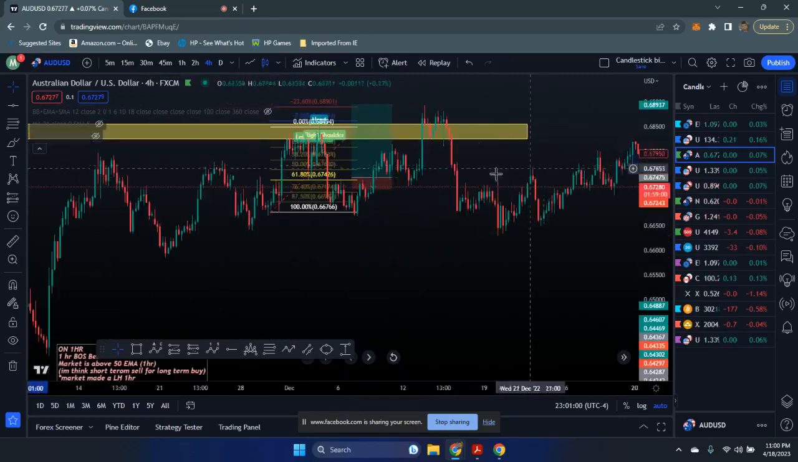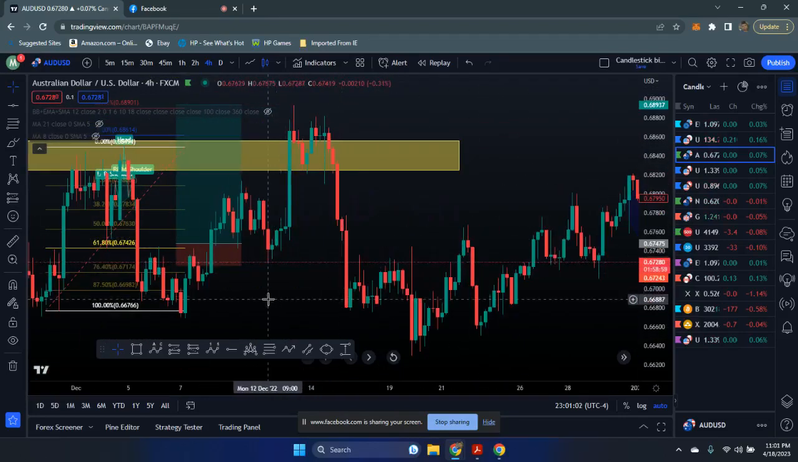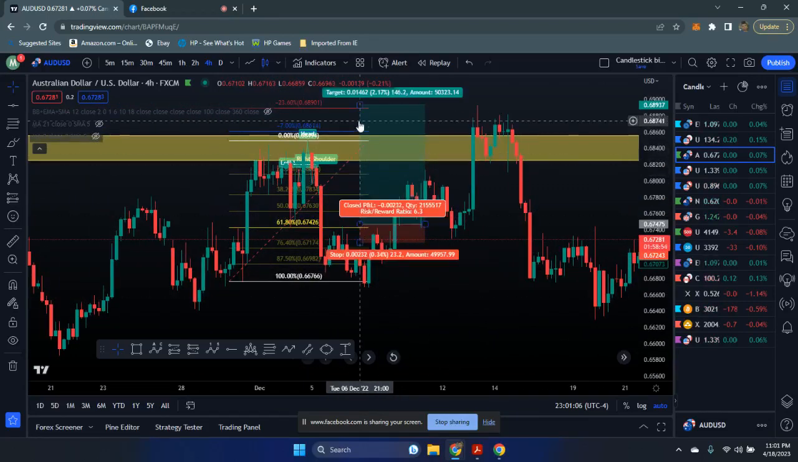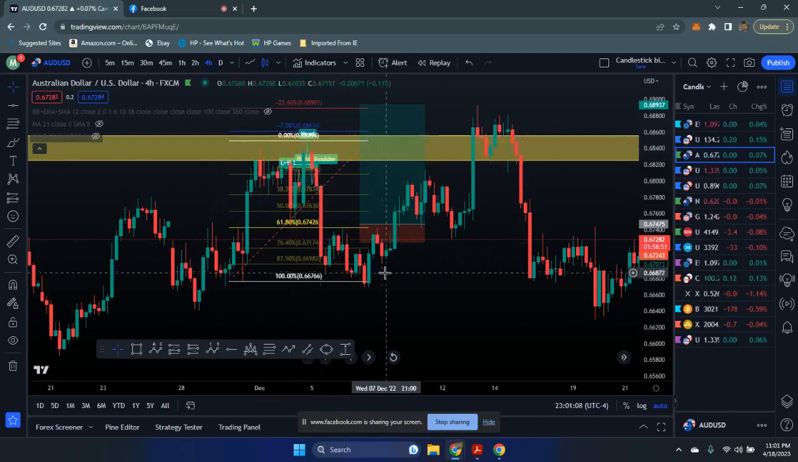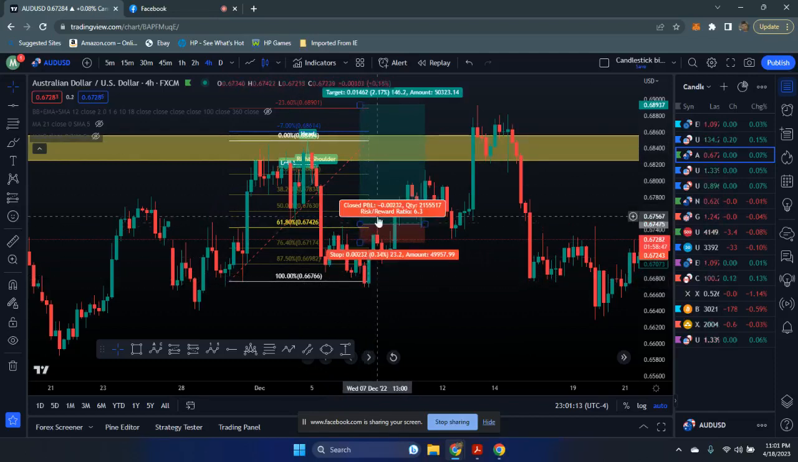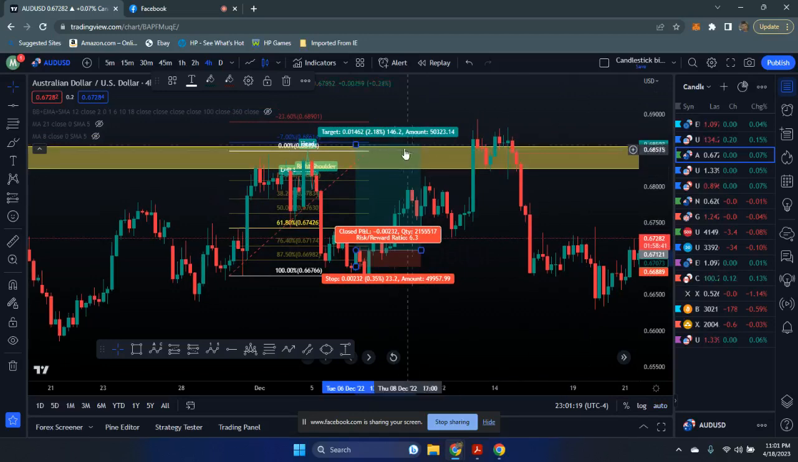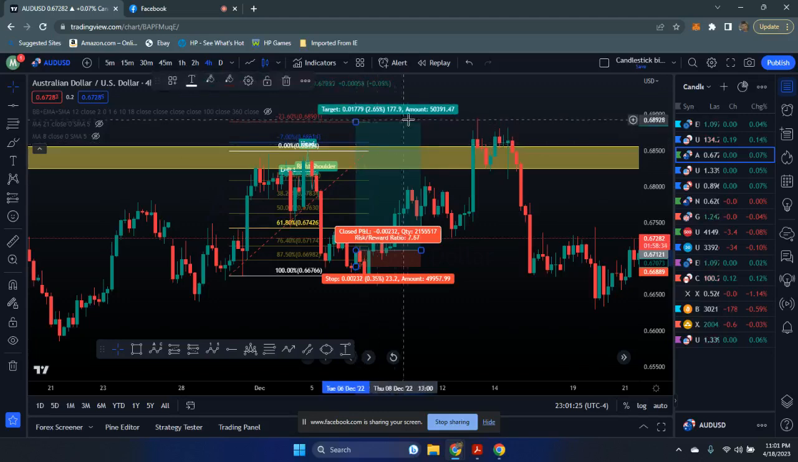All right, AUD USD. Looks like we had a setup here. Was this a perfect setup? I'm gonna be honest with you, I don't think it was. I should have gotten in here, or maybe even here, waited till after that bullish engulfing was formed, and she actually went to TP1, which was really cool.